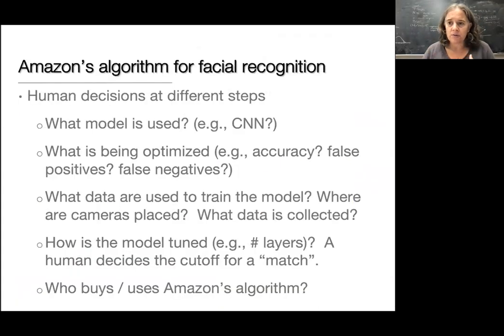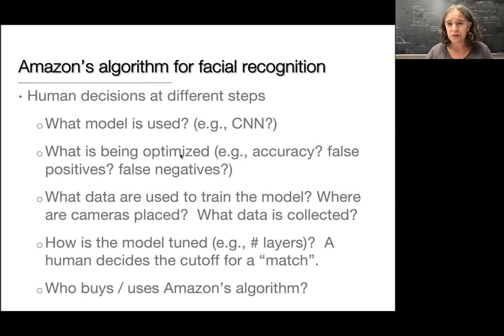So let's dig down a little bit into some of the issues that come up when we're talking about facial recognition. So again, it's not just some kind of magic that happens, right? It's actually an outcome of human intervention. So humans have to participate in lots of different ways. So what kind of model is being used? So I put here, are they using convolutional neural networks? What's being optimized?